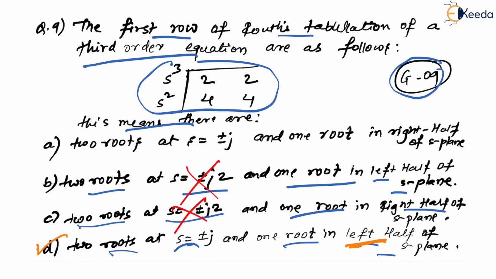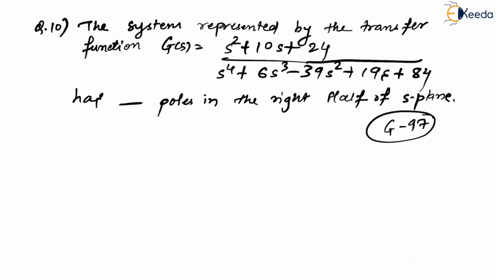Two roots at s equal to plus minus j and one root in the left half of S plane. So the answer is option D. Correct? Now let us see one more. Yes, dear. It was asked in GATE 1997.